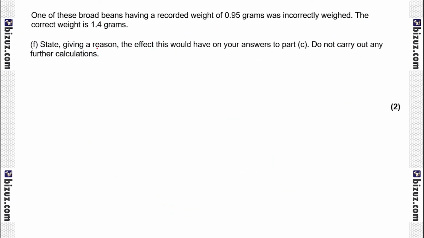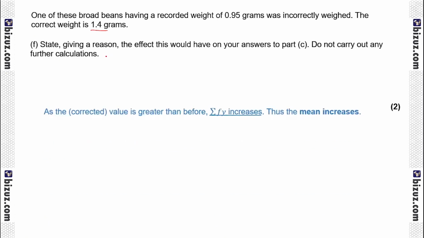One of these broad beans, with a recorded weight of 0.95 grams, was incorrectly weighed. The correct weight is 1.4 grams. State, giving a reason, the effect this would have on your answers to part C. Part C is where we calculate the mean and the standard deviation. Do not carry out any further calculations. So we cannot rely on calculations, we just need to rely on statistical logic.